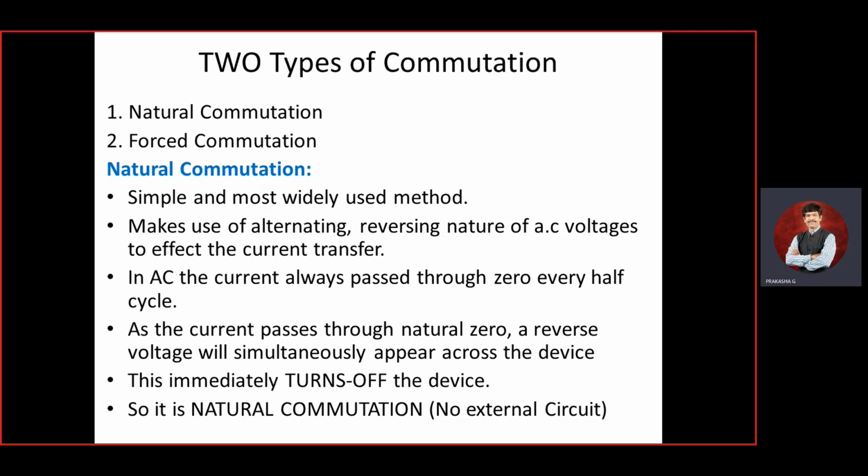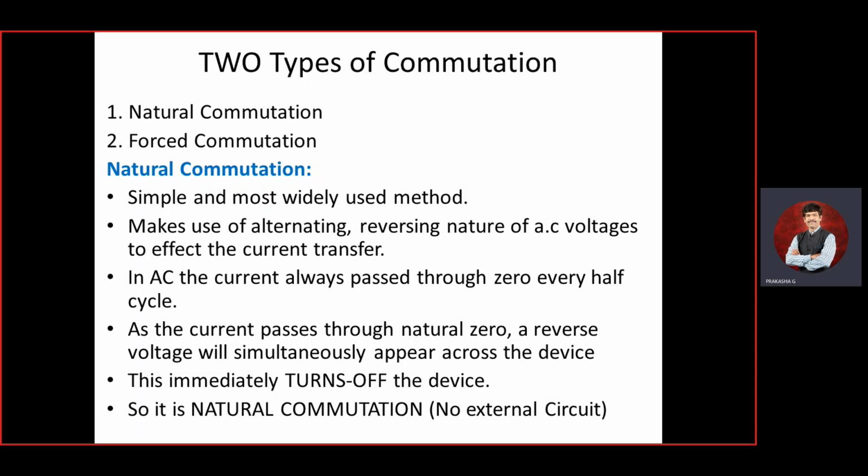I don't think I need to write a waveform and explain, keep explaining over there. The statement itself is telling that an AC current naturally goes from 0 to maximum, maximum to 0, 0 to maximum, maximum to 0, in both directions. So each and every time it comes to 0 current, a reverse voltage appears over there. Once the reverse voltage appears, it automatically, naturally turns off your thyristor. So it is natural commutation, no external circuit is required. Getting understood what exactly natural commutation means?